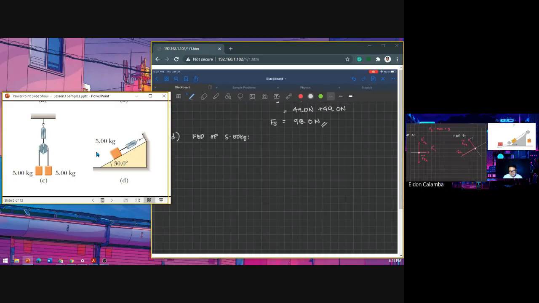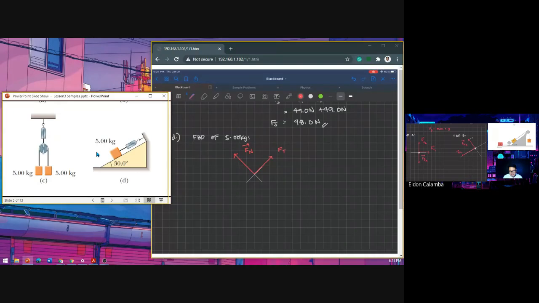So, rotate lang natin. So, you have, obviously, meron kang normal force. And that normal force is perpendicular to the surface. So, papunta siya dito. So, this is your normal force, Fn. And then, obviously, meron itong tension force. So, you have there Ft.